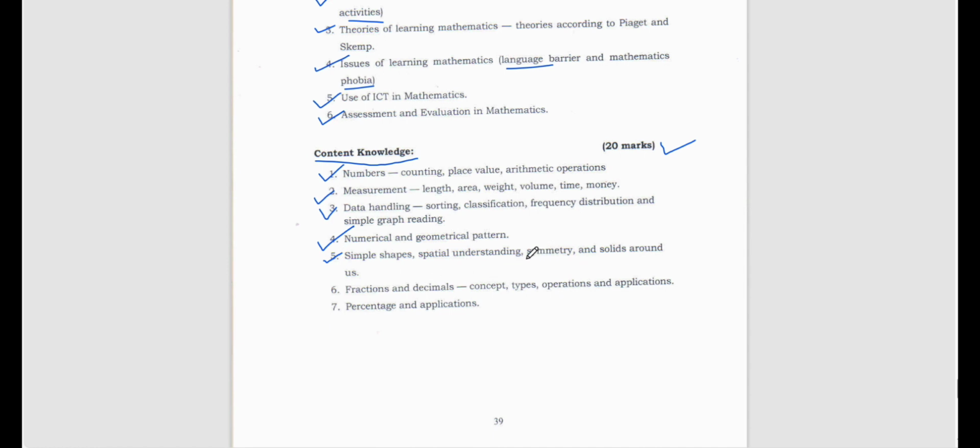See, symmetry, you have to know what is symmetry. Symmetry means something which can be divided exactly into two equal halves. For example, let me give our body. Human body is symmetrical, starfish is symmetrical, right?